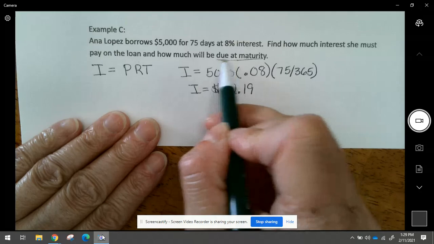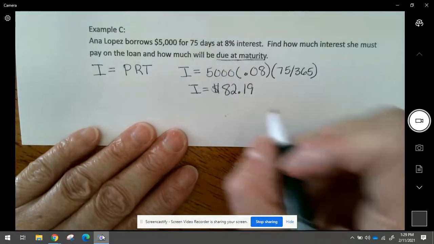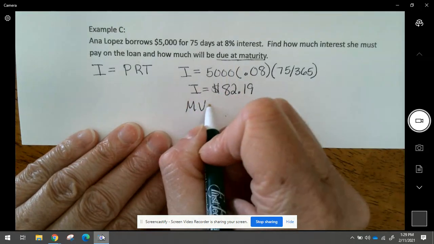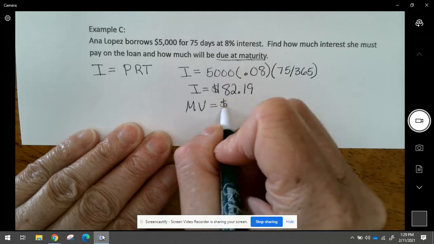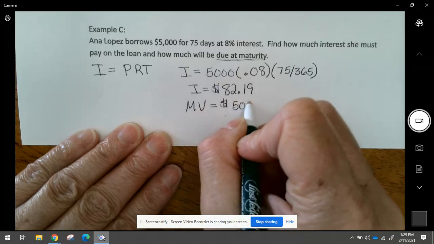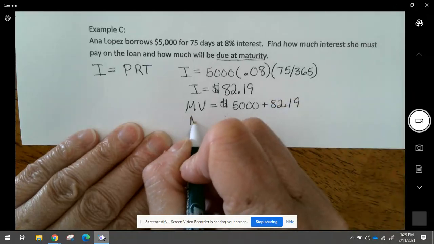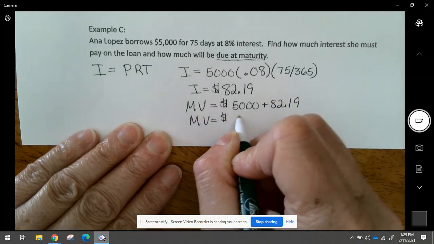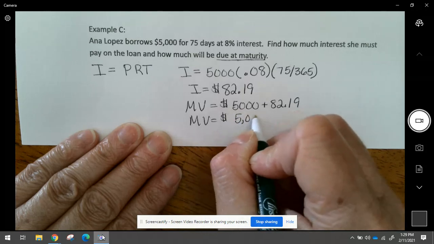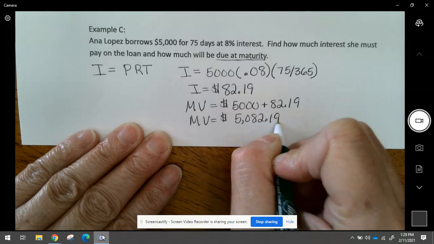But they want the amount due at maturity, so we're going to do the maturity value. We're going to add 5,000 plus 82.19. So our maturity value is $5,082.19.